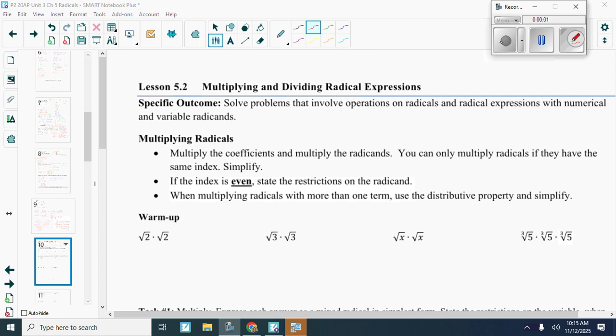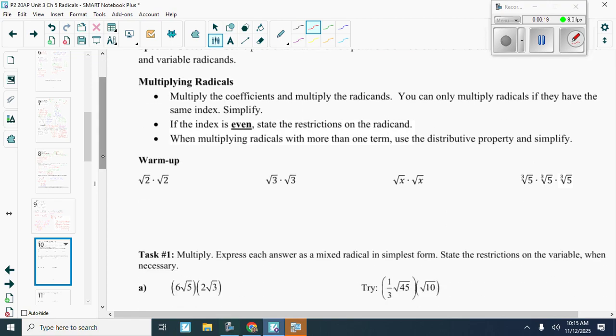Okay, so this lesson is kind of divided in half. We're going to be talking about multiplying, and we're going to be talking about dividing radicals. Today I'm going to focus mostly on multiplying and then just introduce some of the division. We did do some last year, and then we're going to finish up that tomorrow after the quiz.